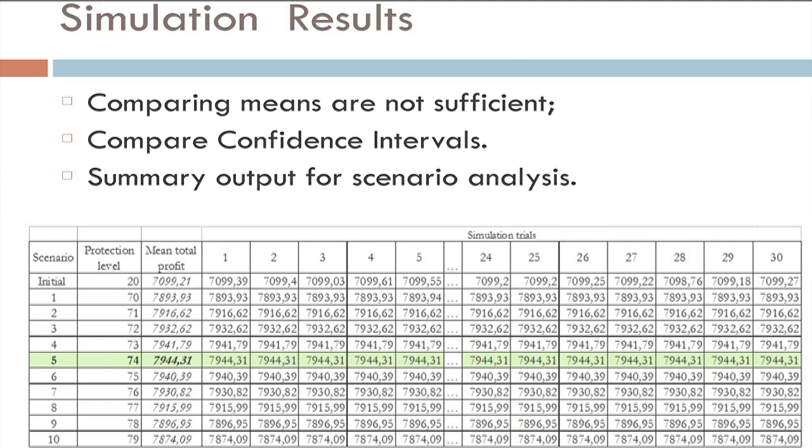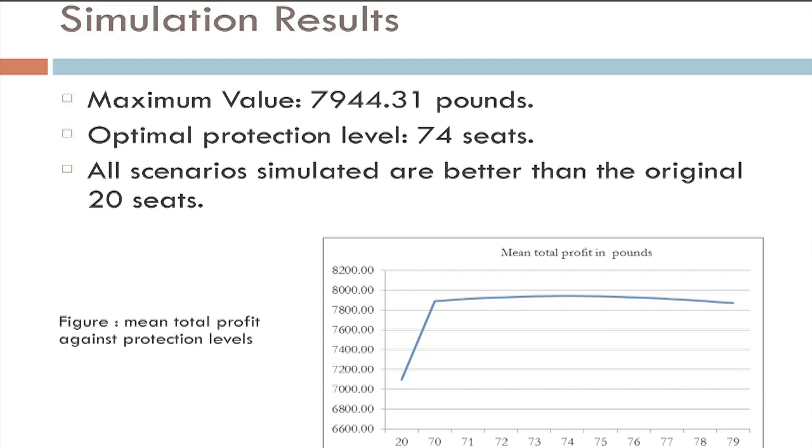It should be noted that comparing means alone is not efficient. What we need to do is compare the confidence intervals, because means are not fixed each time. The mean lies within a confidence interval that changes as the simulation goes. So the maximum value is 7,944 pounds, and the optimal protection level captured is 74 seats.